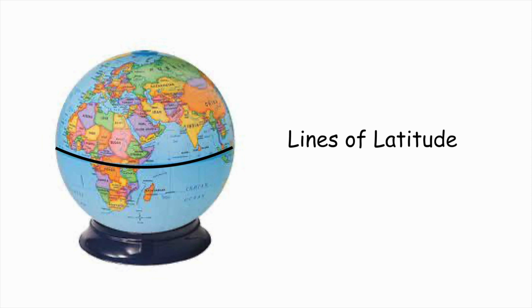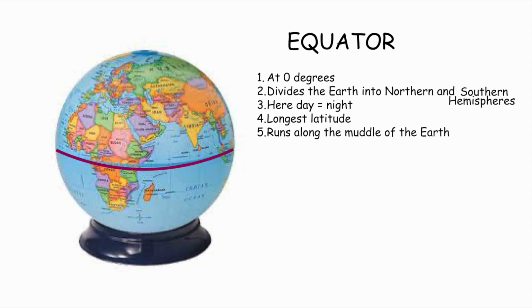Lines of latitude are imaginary lines that run across the surface of the globe from west to east. The longest line of latitude is one that runs across the middle of the globe, and this is called the equator. It is located at 0 degrees. It divides the Earth into northern hemisphere and southern hemisphere. And here the length of the day is equal to the length of the night. It is the longest latitude as it runs across the middle of the Earth.